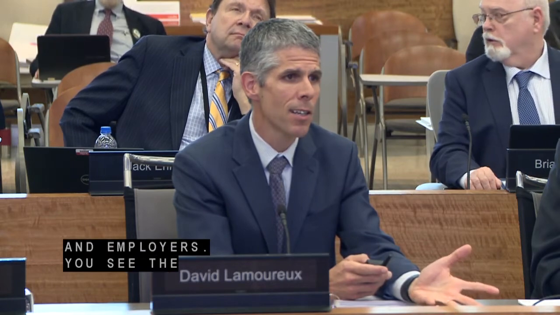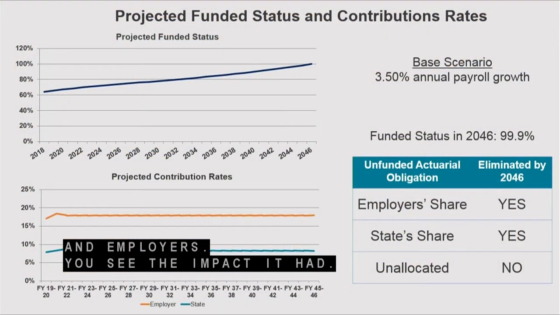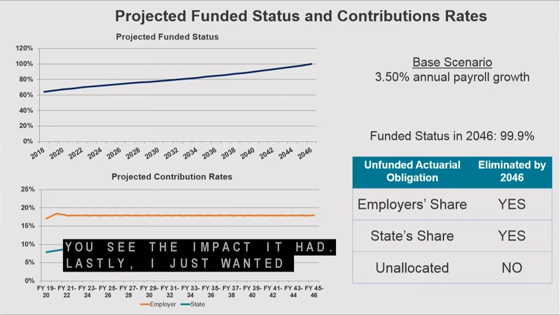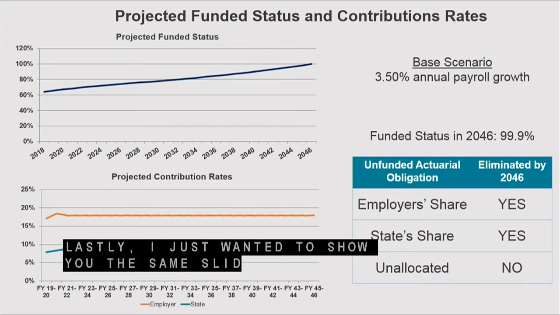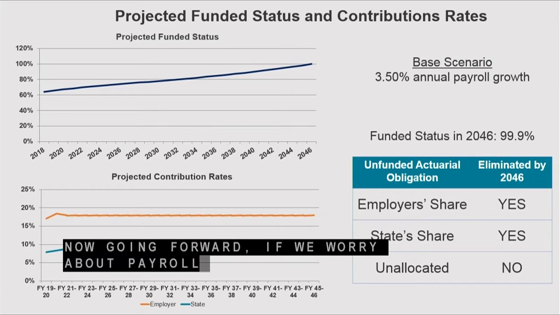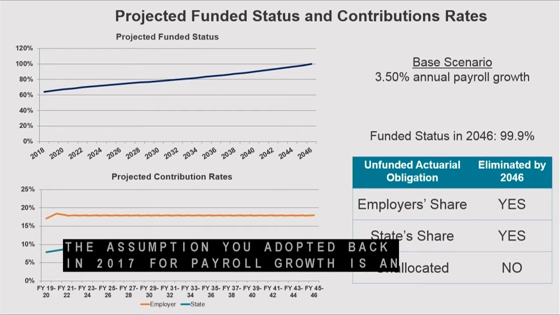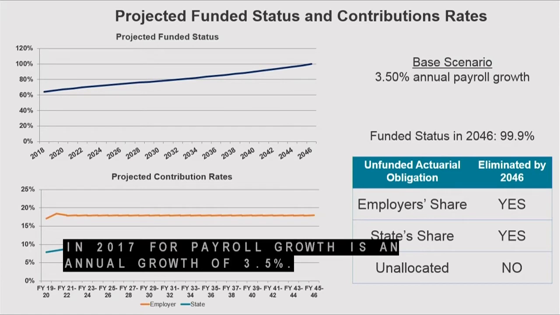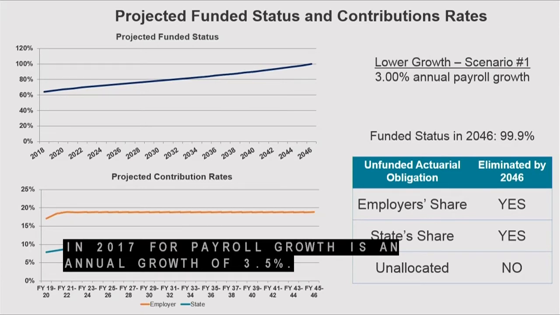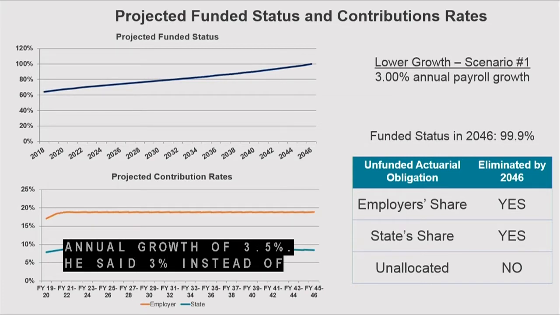So lastly, I just wanted to show you the same slide you saw before. Now going forward, if we worry about payroll growth, the assumption you adopted back in 2017 for payroll growth is an annual growth of 3.5%. So what we looked at is, okay, what if we start to see something lower? What if it was 3% instead of 3.5%? So again, same chart we showed you before. In both cases, we can still pay off the employer and the state share of the unfunded liability.